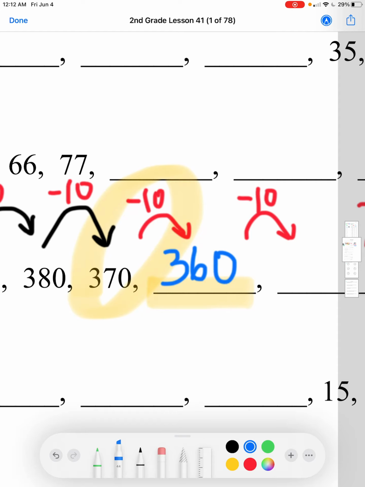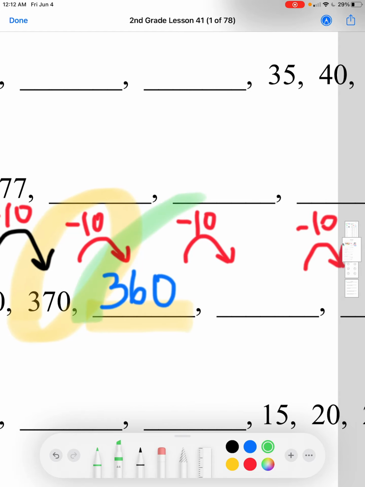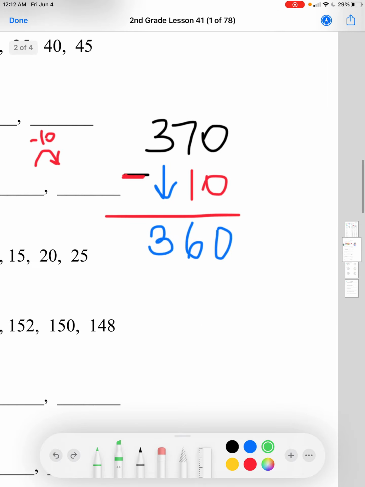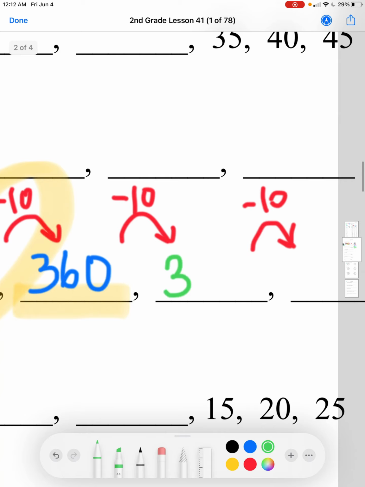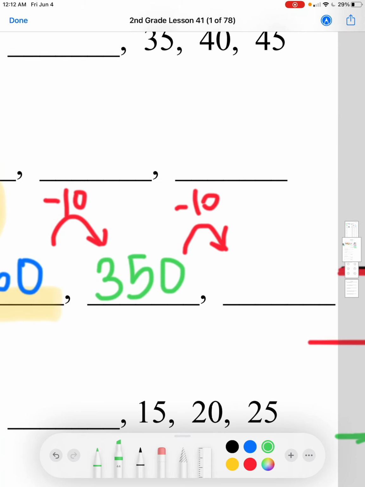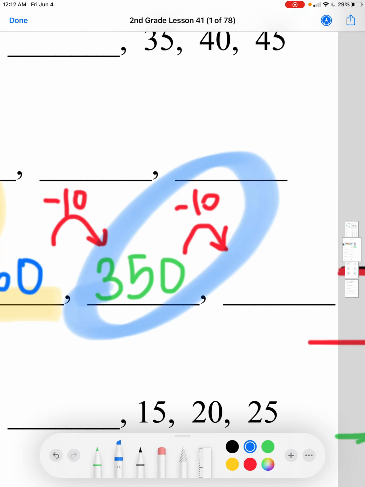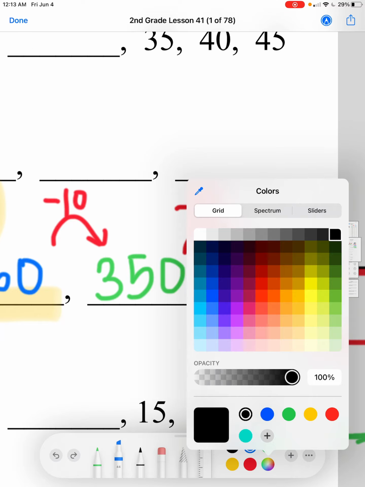Now we're going to have to subtract 10, 360 minus 10 in order to find this number. So let's just subtract 10 from here, minus 10. 0 minus 0 equals 0, 6 minus 1 equals 5. Bring down the 3. The next number is 350. And then again here, we're going to have to do 350 minus 10 to find this number right here. Let's use a different color, purple.